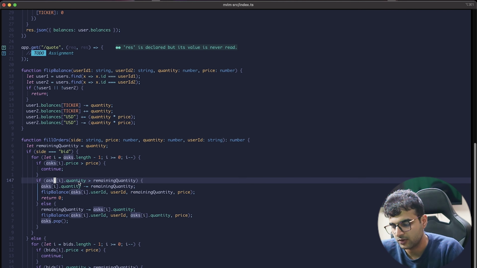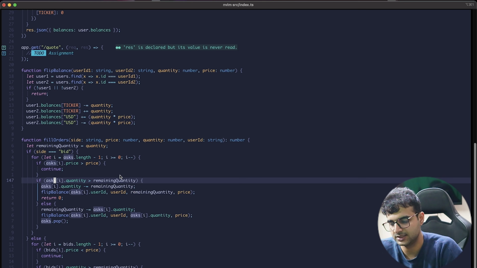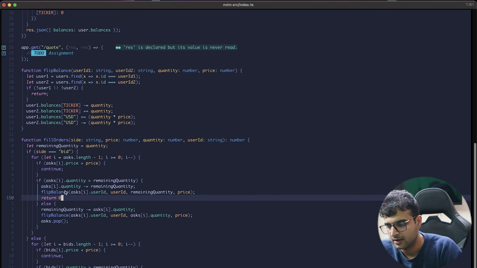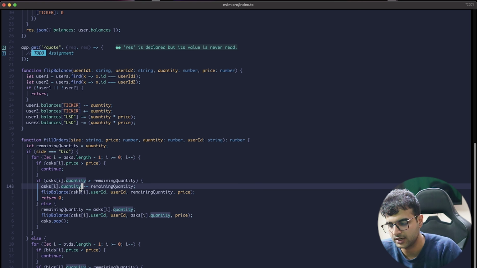We say if asks of i dot quantity is greater than remaining quantity. So for this specific ask, if the quantity is greater than remaining quantity, which means this is the quantity that's remaining to be filled, and this ask has a lot of them. Let's say someone wants to buy one share of Google for 10 rupees and on the order book at 10 rupees, 100 shares are available. Then this logic would hit, yes, so asks of i minus equals remaining quantity, which means one ask got filled. The ask will still exist on the book, but the quantity of the ask went down because someone took away some. And then we call flip balances.